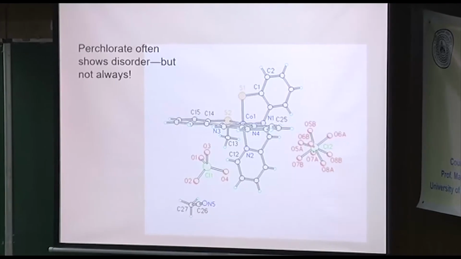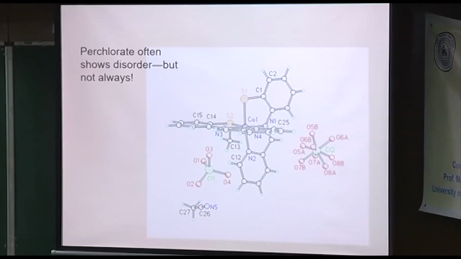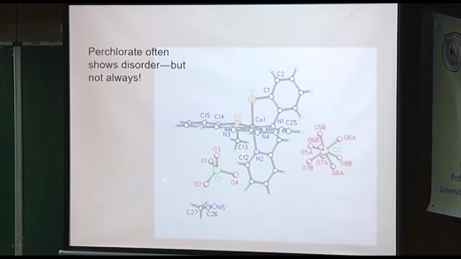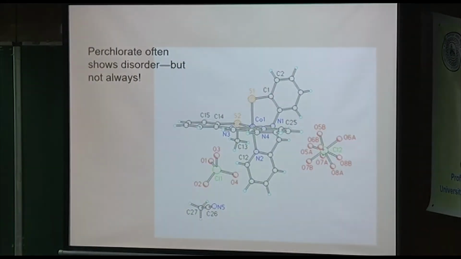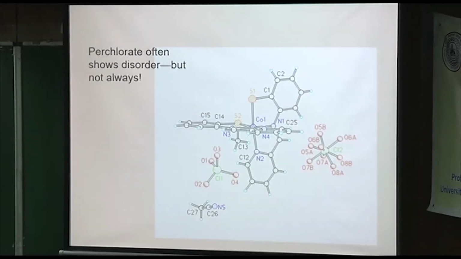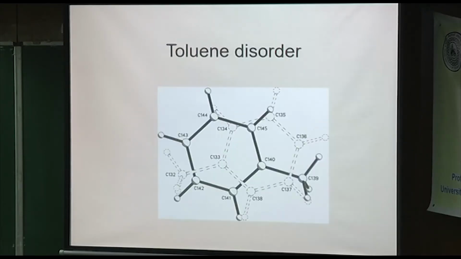Perchlorates are notorious for being disordered, but sometimes they aren't disordered. So here's a structure with two perchlorate sites. This one's fine, that one's disordered. Go figure. Then there's an acetonitrile, which is fine. But in order to publish a structure like this, you really have to deal with its disorder. You have to model it some way, and I'm going to tell you a really cool way of doing that. Okay, and this is extremely common, toluene disorder.